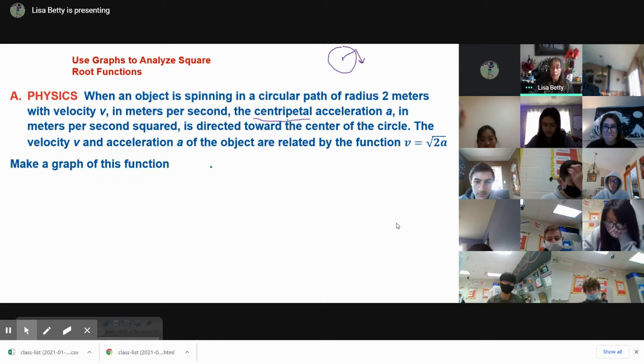But the point is that on the string, there are forces. There's the cat pulling out, and then there's the centripetal acceleration pulling in. And acceleration is always in the same units. In English units, which we use because we're ridiculous, it's in feet per second squared. But in metric units, which the rest of the planet uses, it's always meters per second squared.